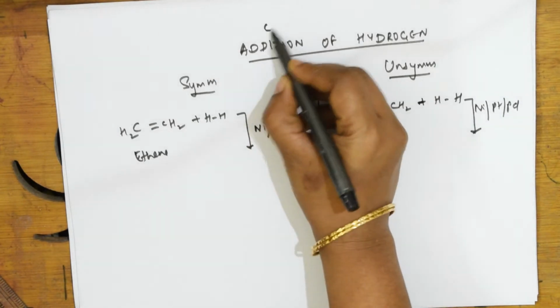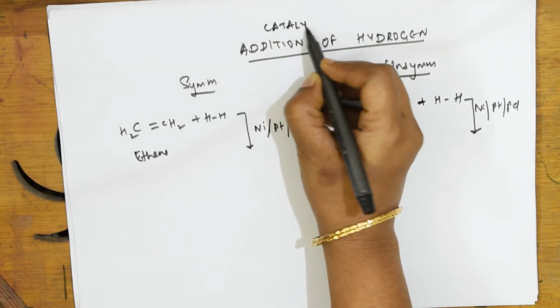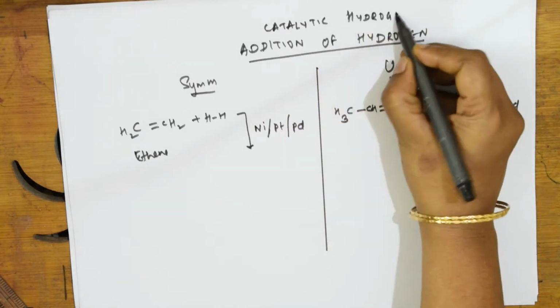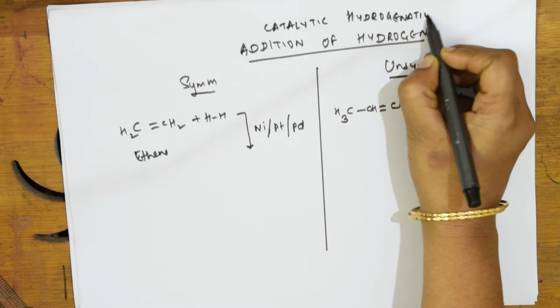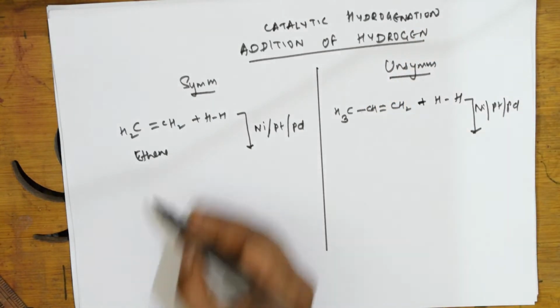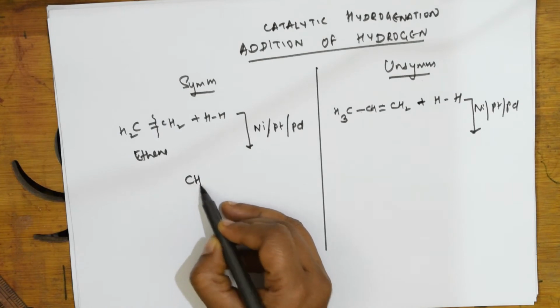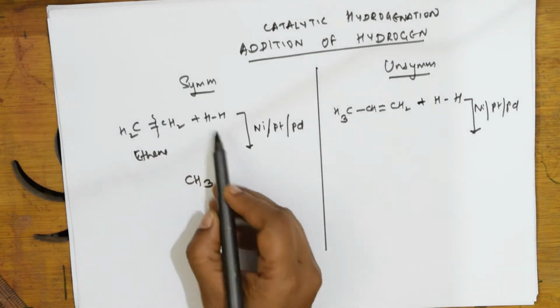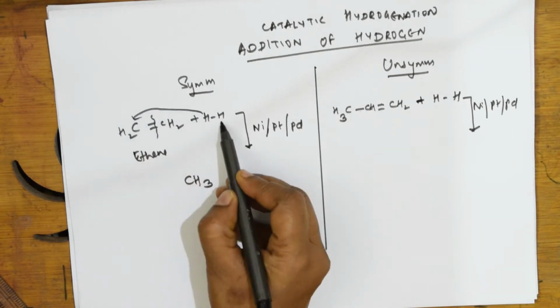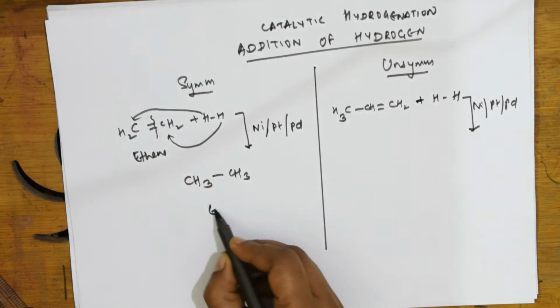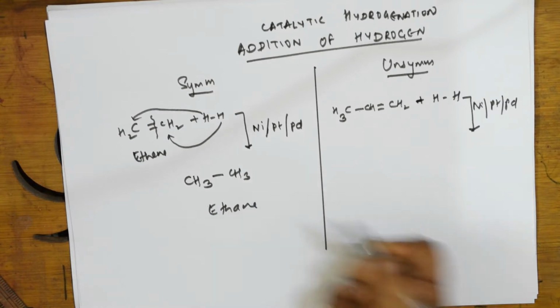So let us write the heading as catalytic hydrogenation reaction. Done. So in the catalytic hydrogenation reaction, what will happen? There's a bond broken here. What do I get? I'm going to get CH3. Now this bond is broken. One hydrogen goes and adds here. One more hydrogen comes and adds here. CH3 single bond CH3. What is the name of this compound? This is ethane. Okay, right.